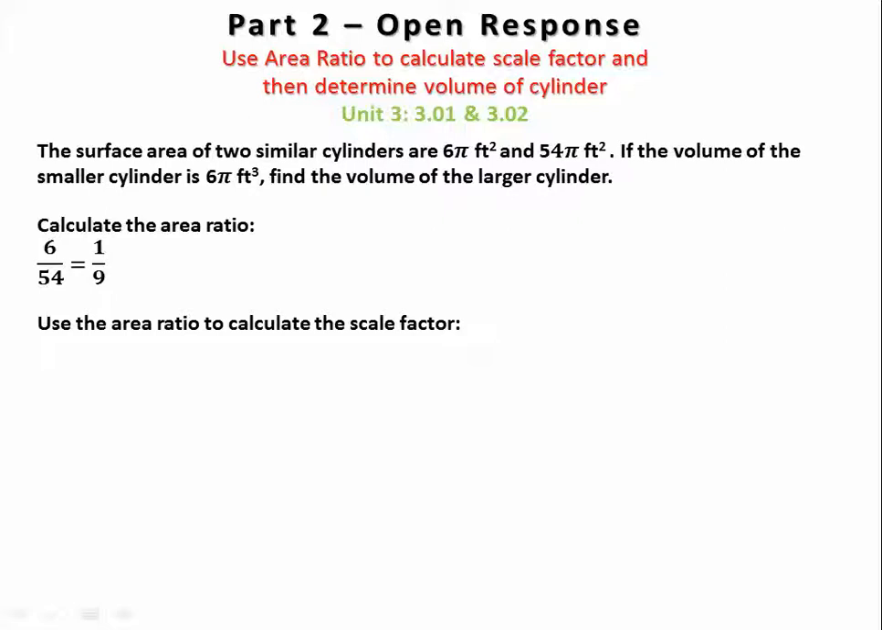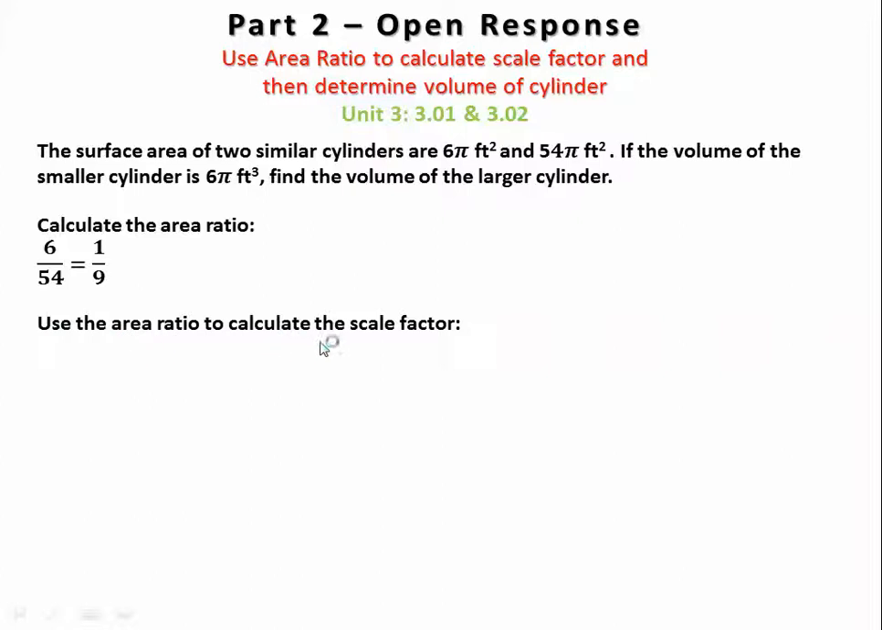If you look in the first sentence of the problem, it says the surface areas of two similar cylinders are 6 pi feet squared and 54 pi feet squared. So you're going to use those numbers to calculate your area ratio. You start out with 6 over 54, which reduces to 1 over 9.